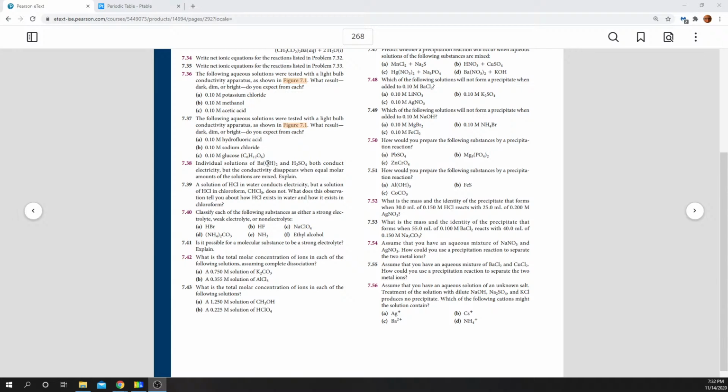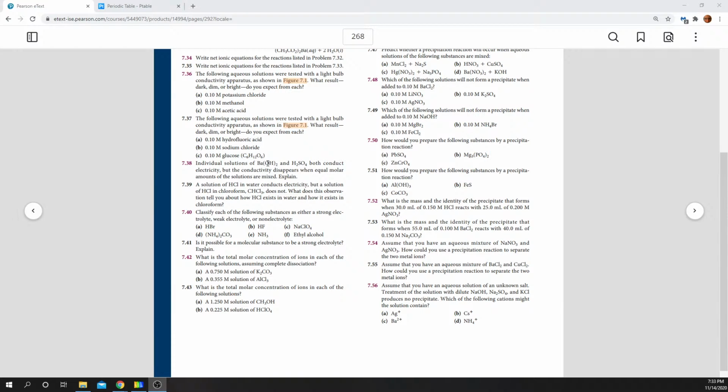Ammonium carbonate, that's insoluble, so non-electrolyte. That apparently is where they're going with this. NH3, that is a weak base, a molecular base, a covalent base, so it is going to be a weak electrolyte. And finally, ethyl alcohol, or ethanol, is a non-electrolyte.